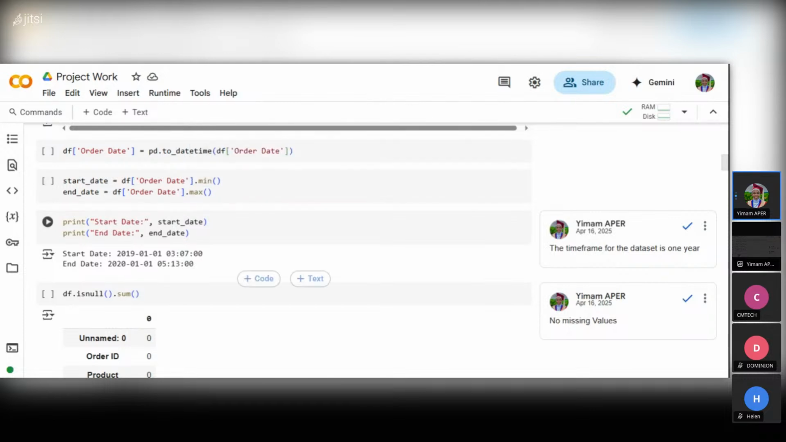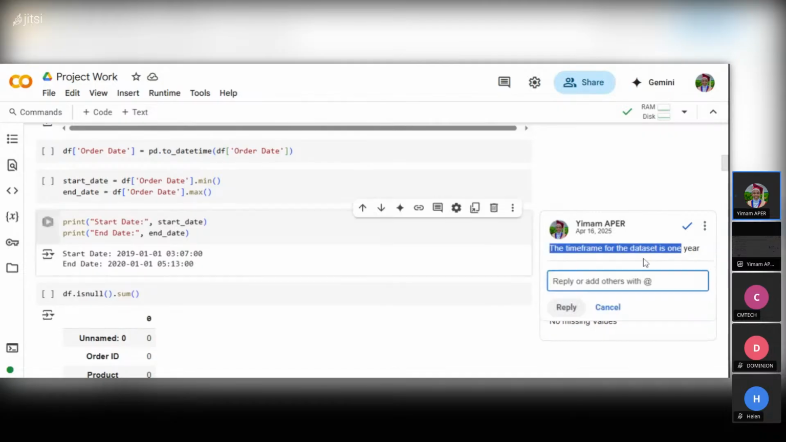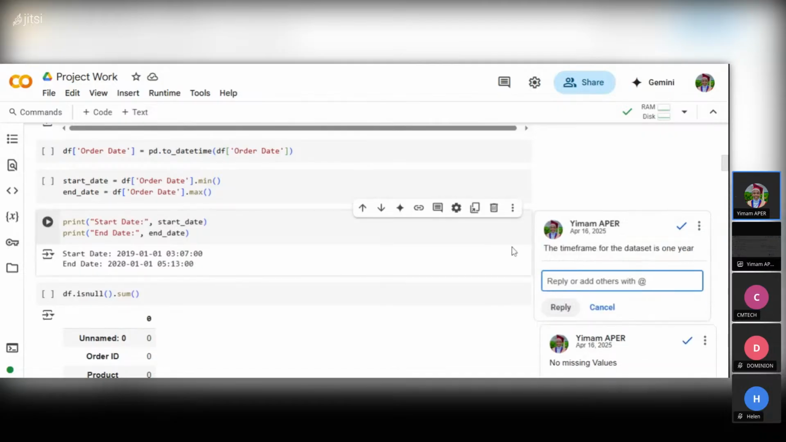So when I printed it in the next cell here, it gave me the start date and also the end date. If you check in my comment section, I wrote here that the time frame for the data set is 1 year, because it started on 2019 January 1st and ended on 2020 January 1st. So we can say that it's actually 1 year.